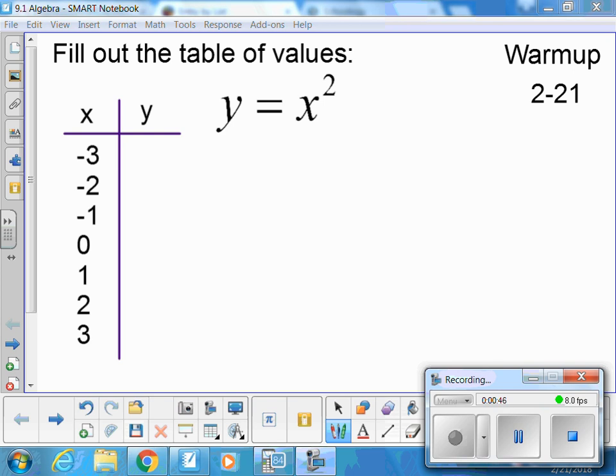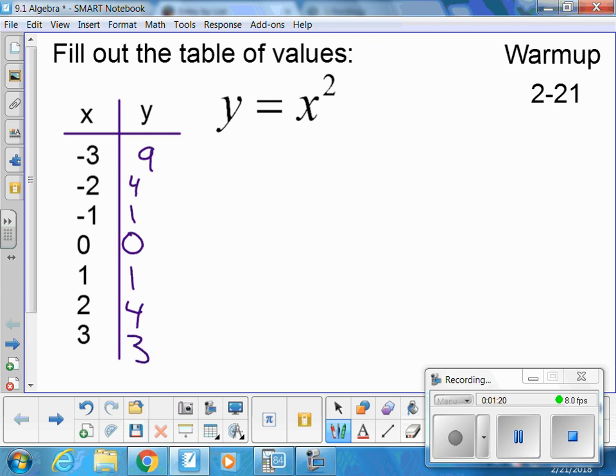Can I have a volunteer fill out the table for me for a ticket? Jalen? You can do it in your head. Just tell me. What is negative 3 times negative 3? You know it in your head. 9, okay. What is negative 2 times negative 2? Good. Negative 1 times negative 1? Good. 0 times 0? Yes. 1 times 1? 2 times 2? 3 times 3.